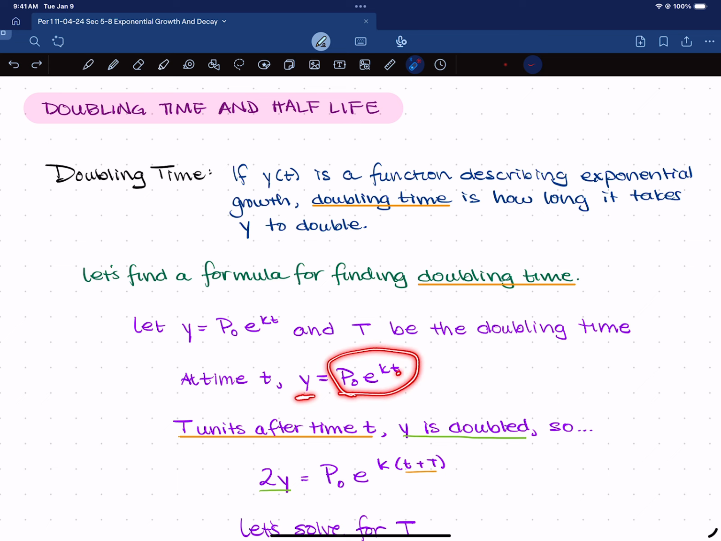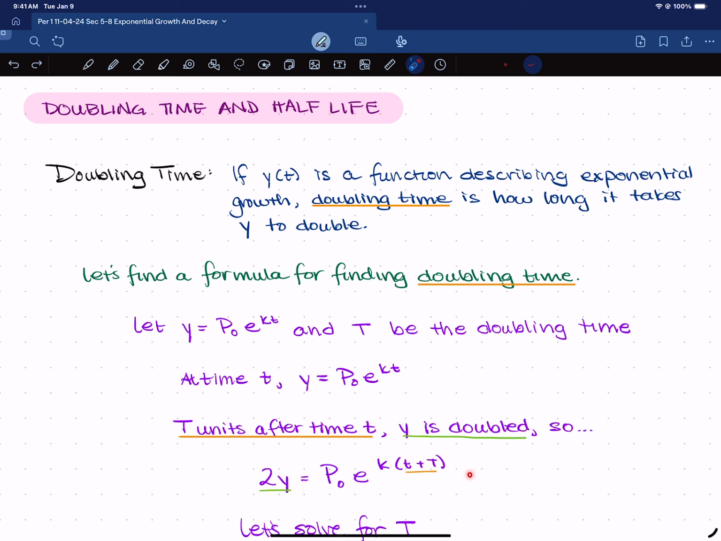So if we look at capital T units after time little t, doubling time would be however long it takes for y to be doubled. So now instead of just y, we're looking at doubling it, 2y. Instead of just time little t, we're looking at capital T units later. And so that's why I'm doing little t plus big T right here. So y will be doubled T units later.